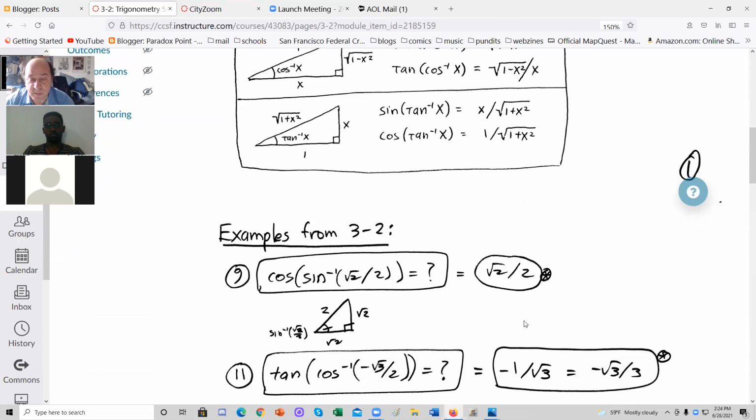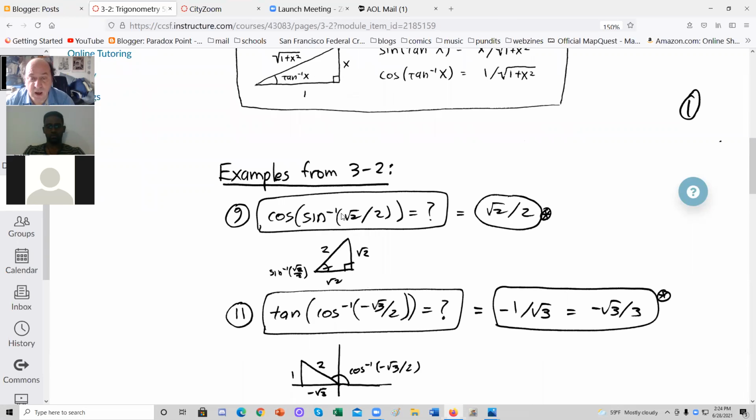So some examples. What's the cosine of arc sine root 2 over 2? Okay, we draw a triangle, here's the arc sine root 2 over 2. So you put a root 2 opposite and a 2 on the hypotenuse. Then Pythagoras teaches us this third side is root 2. And so cosine is adjacent over hypotenuse, root 2 divided by 2.